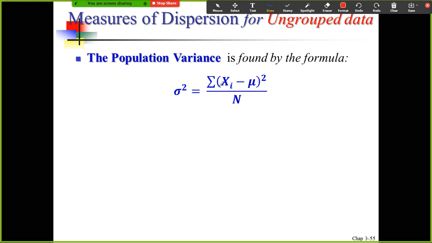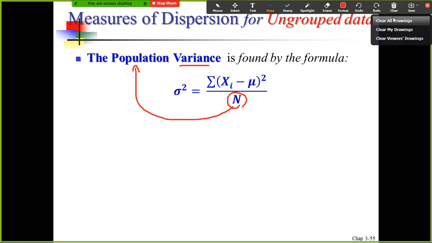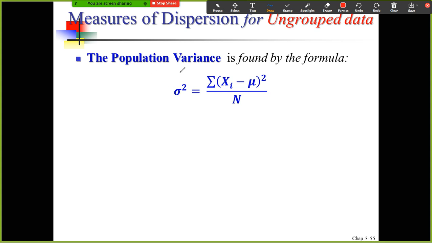For mean deviation, we put the absolute sign without square. Okay, without square. For variance, we don't put the absolute sign, but we take a square, and then we add them together and divide by N. This is capital N because this is population. So population variance can be found by this formula.